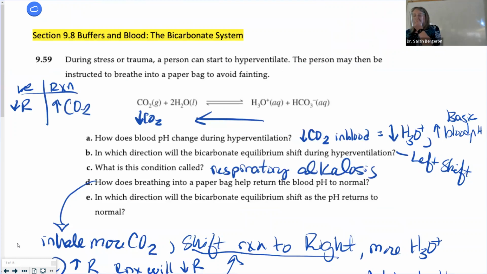Okay, so anytime that we need to keep a part of our body at a particular pH, we use something called a buffer. A buffer, by definition, has a weak acid and a conjugate base, or a weak base and a conjugate acid.